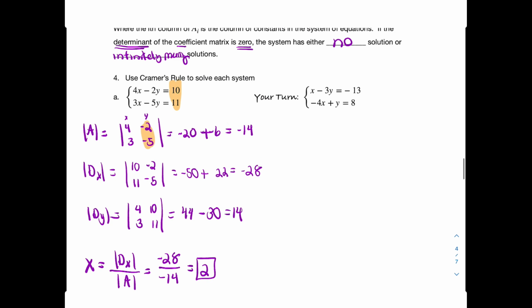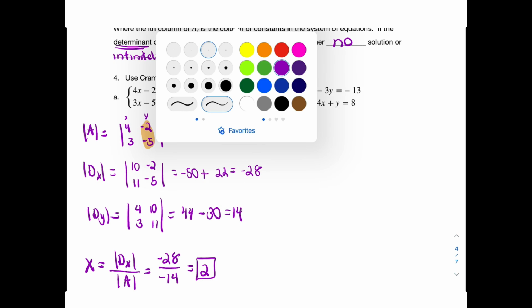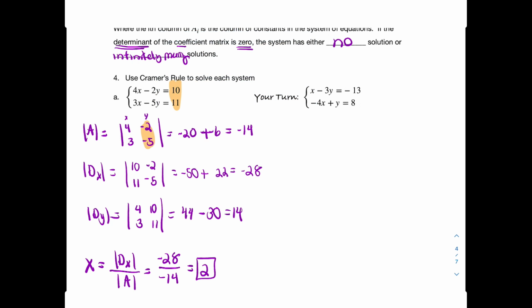All right, I want you to try the next system. Solve it using Cramer's rule. Step 1, we need to find the determinant of our coefficient matrix, which is negative 11.